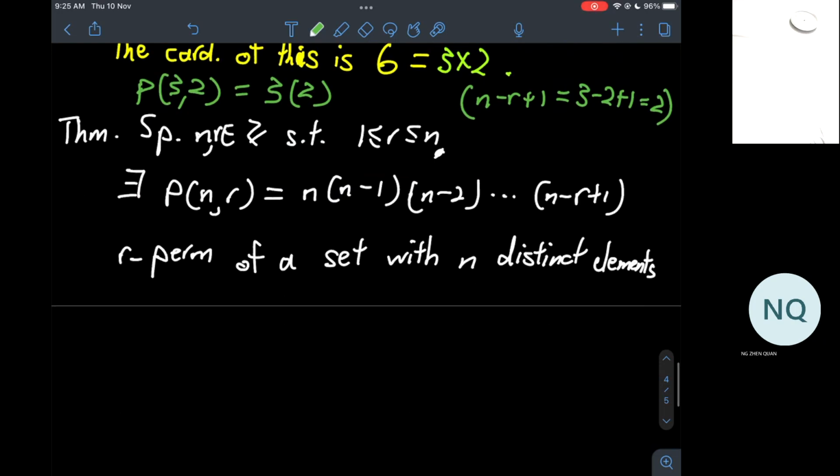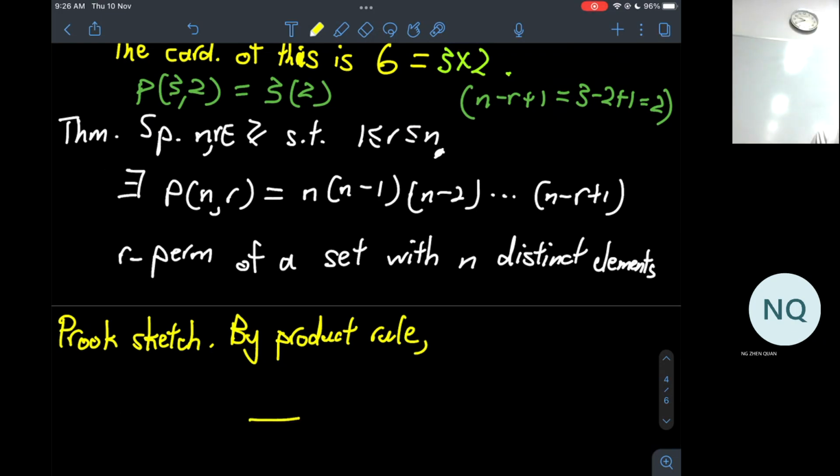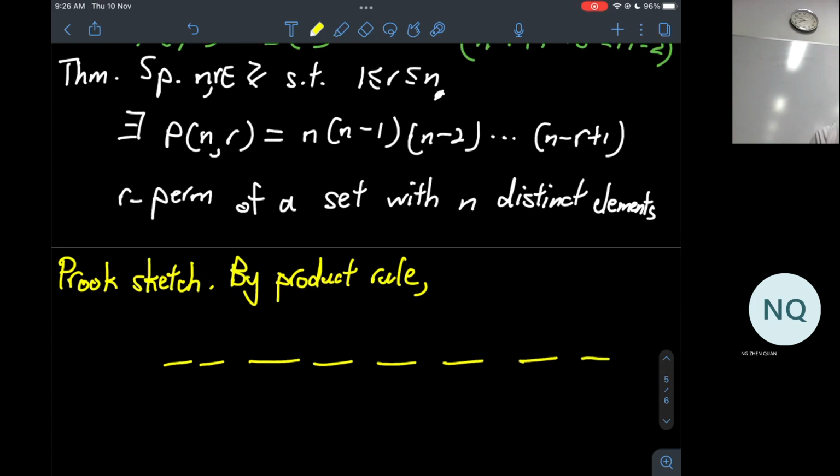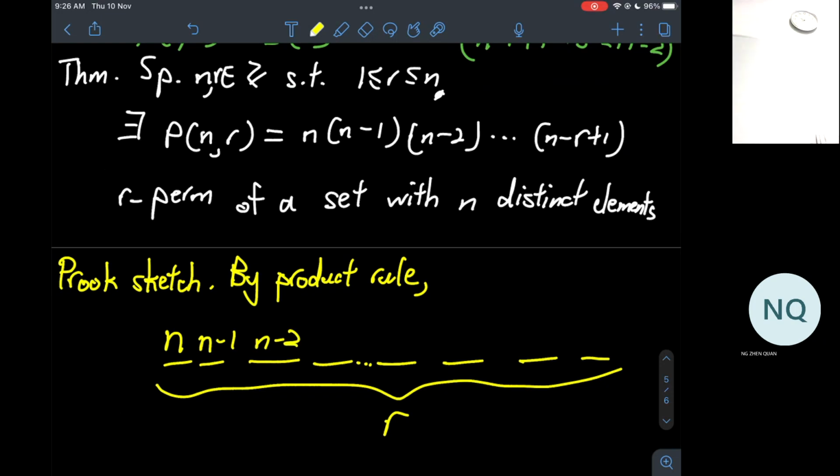So how are you going to prove this? Actually, use the same method, which is the product rule. How many choices can you put? Instead of 2 places, now there become R places. The first place you can put n choices, then n minus 1 choices, n minus 2 choices. If you keep going, the last one will be n minus r plus 1. That's how you get this formula.